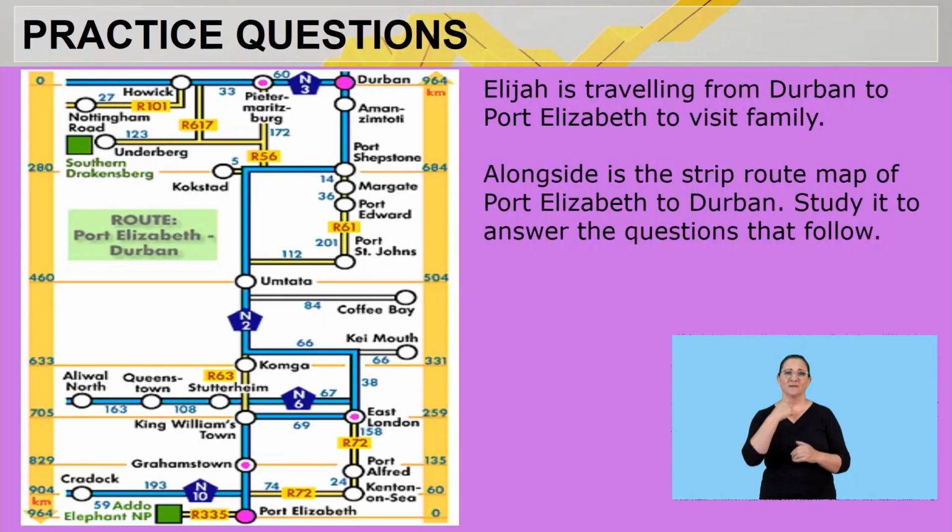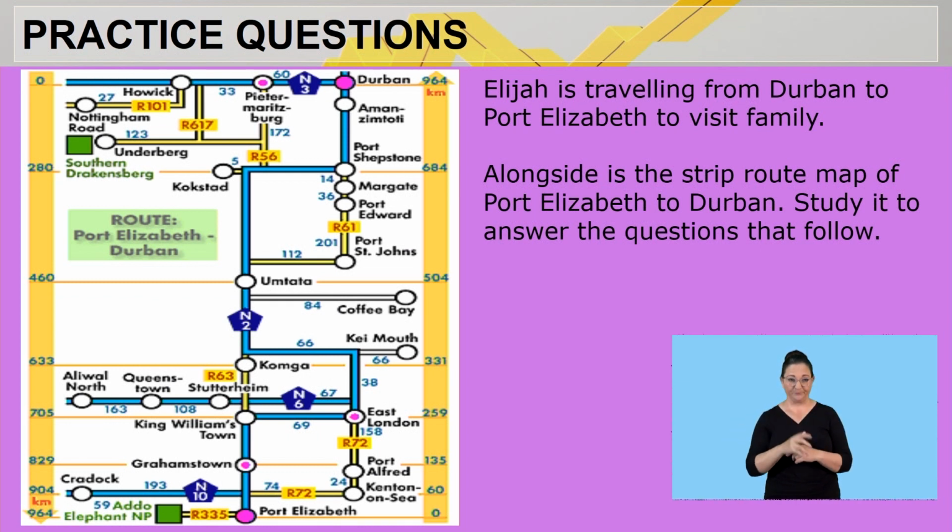In today's lesson, we'll focus on strip charts and elevation maps. Let us start with our first question. Alright, so question number 1, we are saying here, Elijah is traveling from Durban to Port Elizabeth to visit family. Alongside is the strip route map of Port Elizabeth to Durban. Study it to answer the questions that follow.